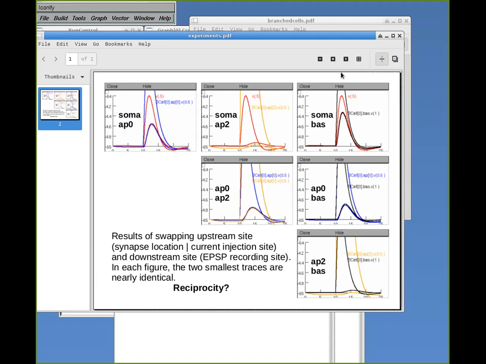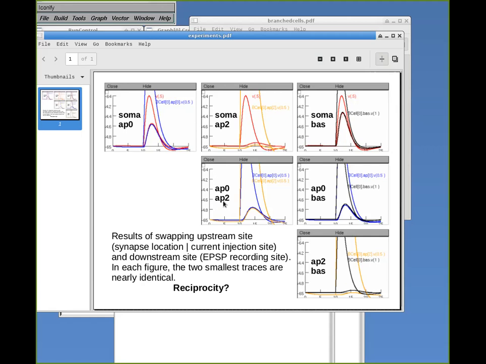The basilar is a narrower branch. We expect a higher input resistance. We expect a big depolarization out there. And we do see a smaller response at the soma. You can see there's a little bit of red there. But it's practically the same amplitude now in the soma that had been in the distal end of the basilar when the synapse was at the soma. So we're seeing really good reciprocity between the soma and the basilar location.